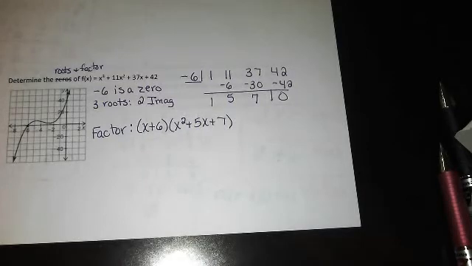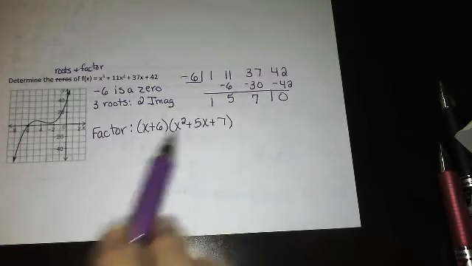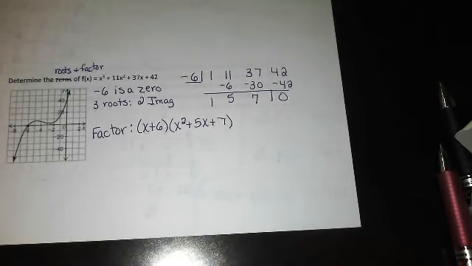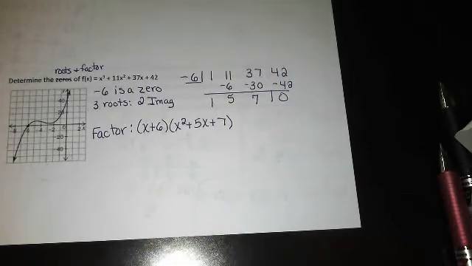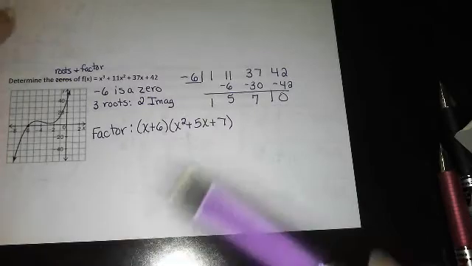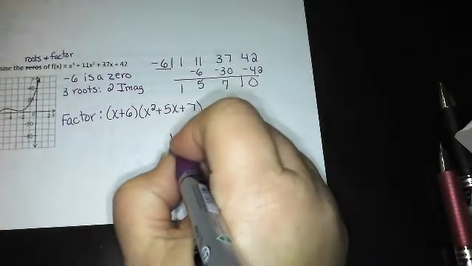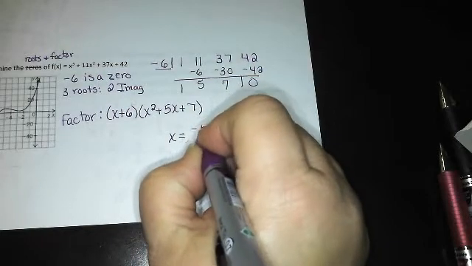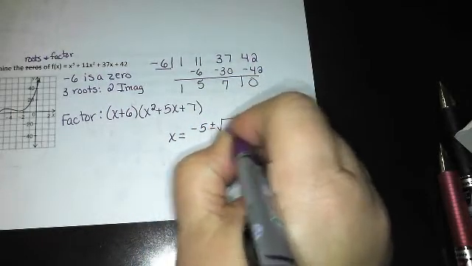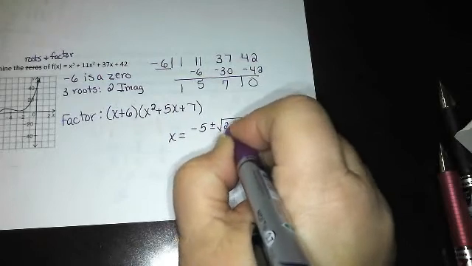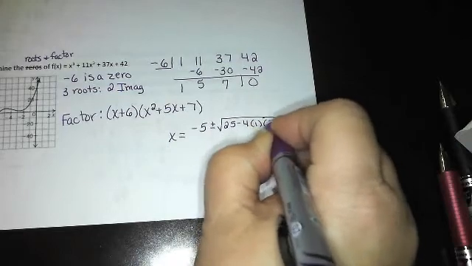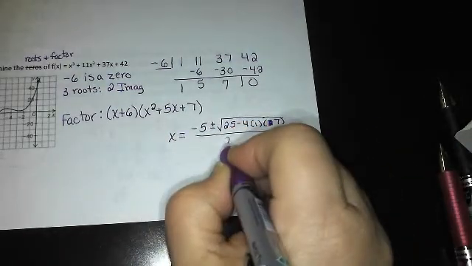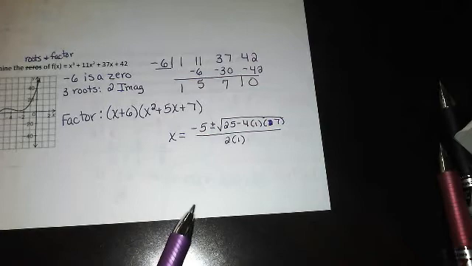But we want to find all the roots. Wait, how come that can't be factored? There's no factors of 7 that add up to 5. So if I need to find the roots, what can I do with x squared plus 5x plus 7? Yep. X equals -b plus or minus the square root of b squared minus 4ac. Whoops. That's a 7. All over 2a. Let me get my white out so no one gets confused there.